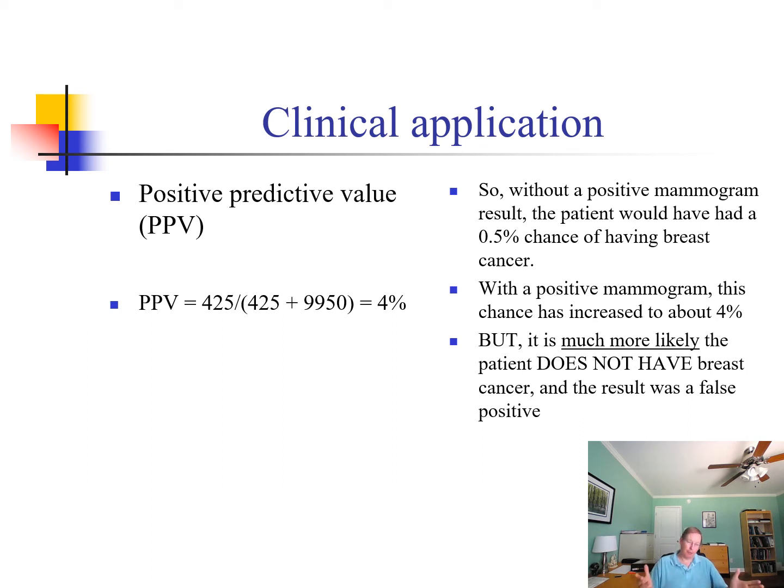So how do I interpret this result? Well, if she hadn't had a mammogram, you would expect that she would have a 0.5% chance of having breast cancer. It'd be the average risk across somebody in their 30s. And with this positive mammogram, it's increased her chances almost tenfold to 4%. But it's much, much more likely that she doesn't have breast cancer, and the result was a false positive. There's a 96% chance that she doesn't have this.